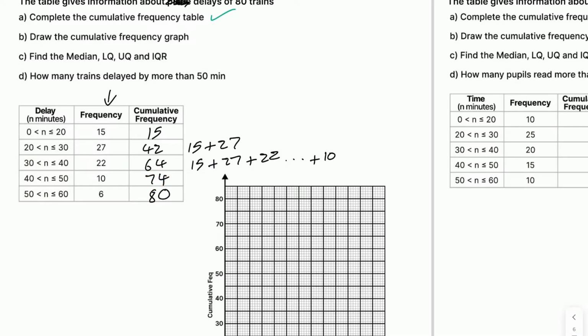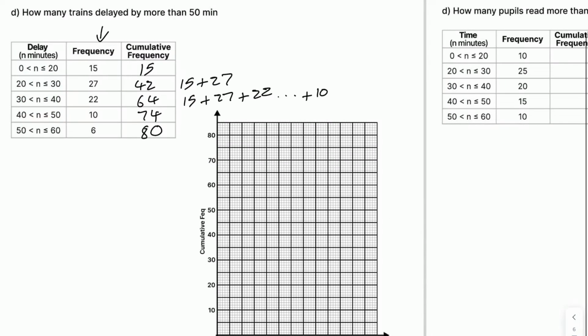The second one says draw the cumulative frequency graph. Now what you want to remember here is you are plotting against the endpoints. Okay, so we are plotting this endpoint on this interval against that. So the first plot is going to be 20. So on the graph, you can see delays is on the x-axis. So we are going to plot a delay of 20 because we're plotting the endpoint against a frequency of 15. So that's going to be that point there.